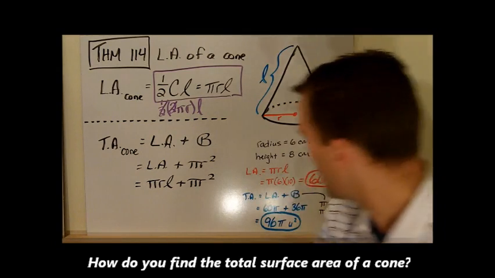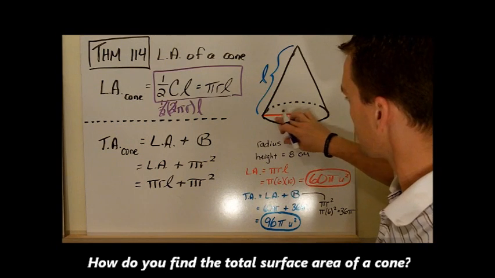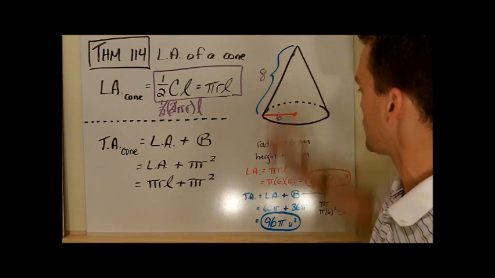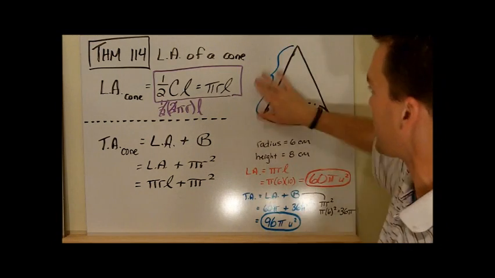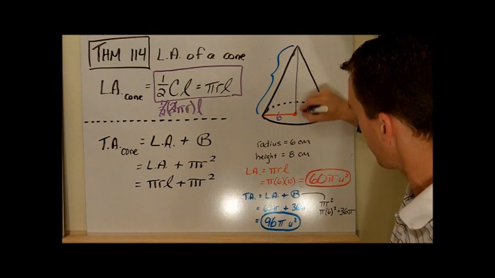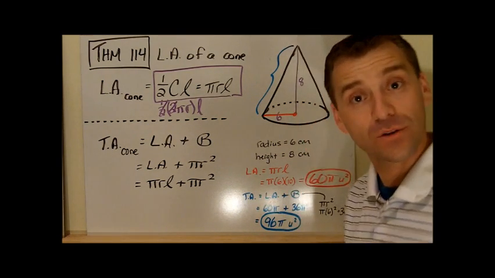So here I have an example. The radius of this thing is 6. The slant height happens to be 8. Whoops, that's not right, sorry. The actual height, it says. So that's this piece, the height. That guy's actually 8. So the question is, what's the lateral surface area and what's the total surface area?